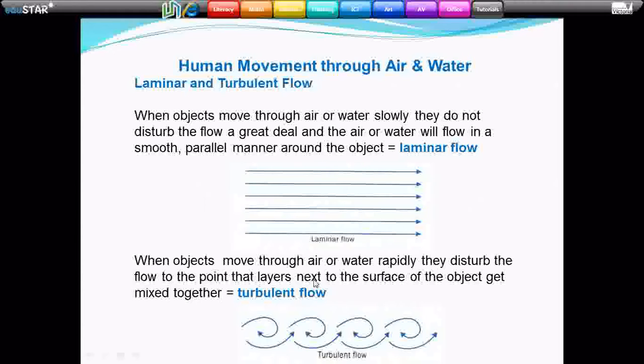When an object moves through the air, and sometimes it can move through the water as well, and it disturbs the flow, then the layers next to the surface of the object get mixed together, and this becomes turbulent flow. So you might have heard, if you've ever been on a plane before, that the captain will say we're going to be experiencing some turbulence. That's when the flow of air around the plane is a little bit mixed around, and there's turbulence being created, so the plane might jump around a little bit.